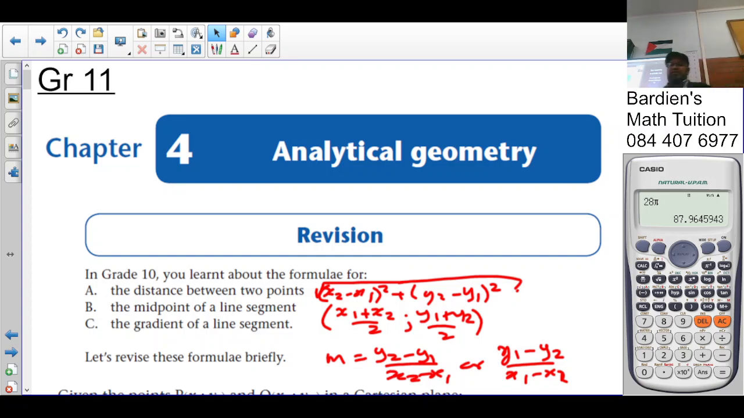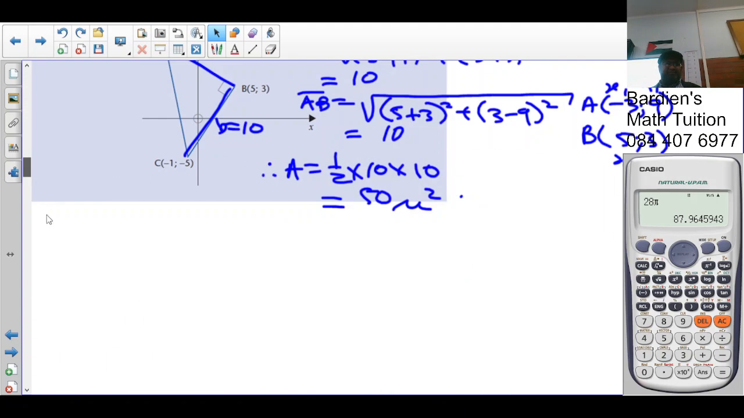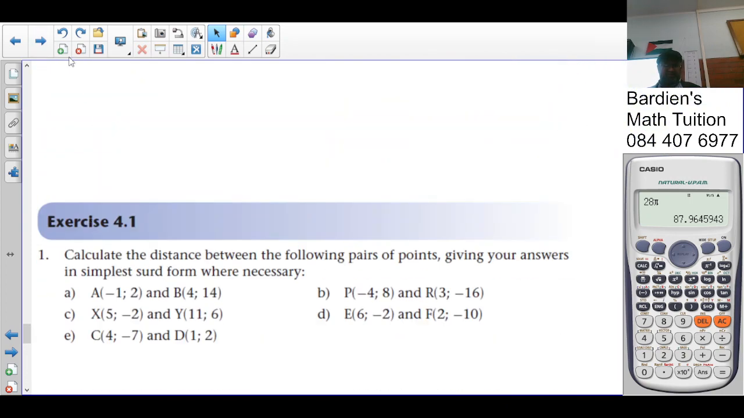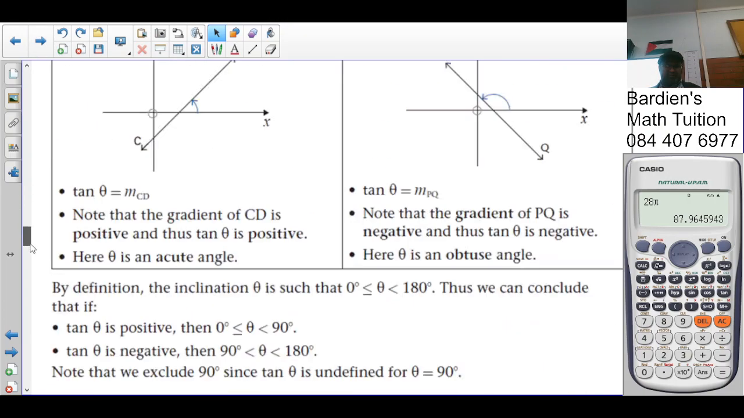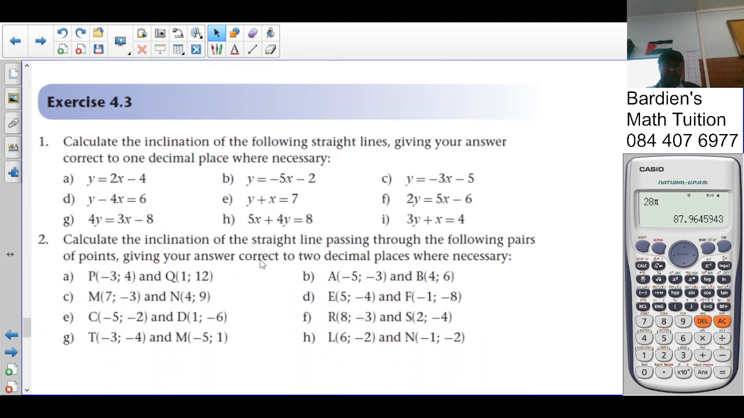Okay, good morning class. So today we're looking at analytical geometry. I think we're on our third lesson today. You guys had homework, it was exercise 4.3, correct? Right?